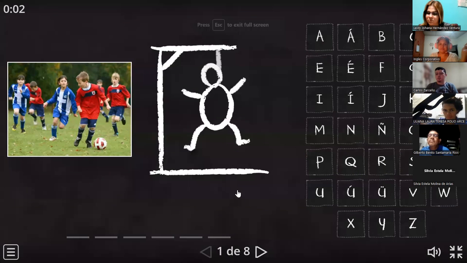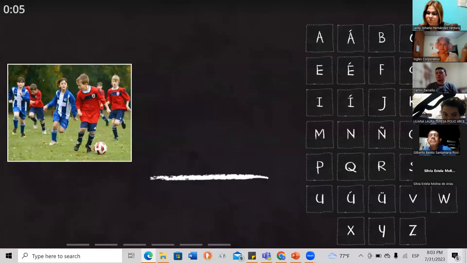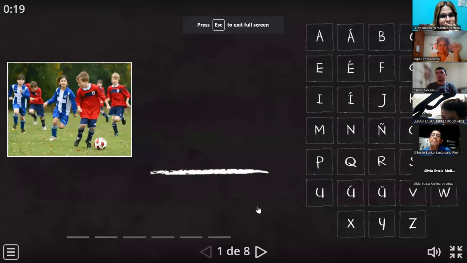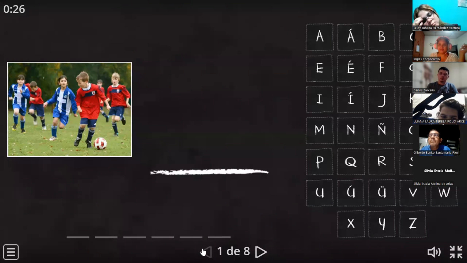I have an activity. It is about past tense of irregular or regular verbs. Okay, simple past, regular and irregular verbs. So we can have more than one. For example, number one. Which verb do you consider that we have here, according to the picture?